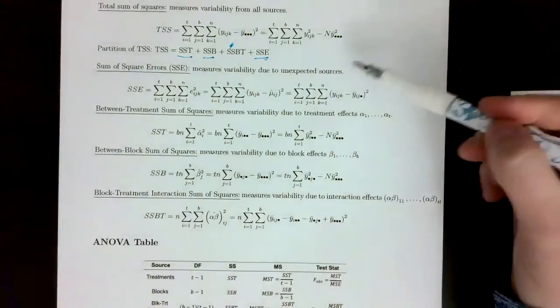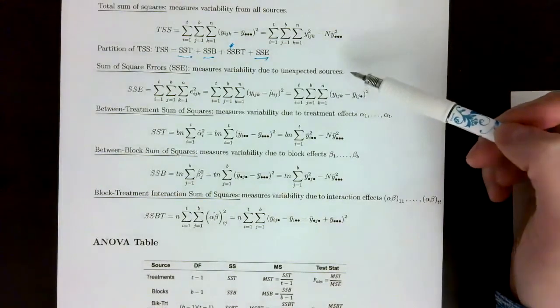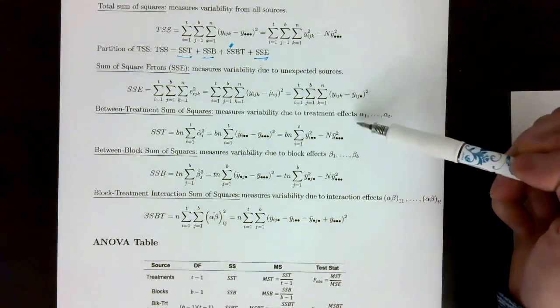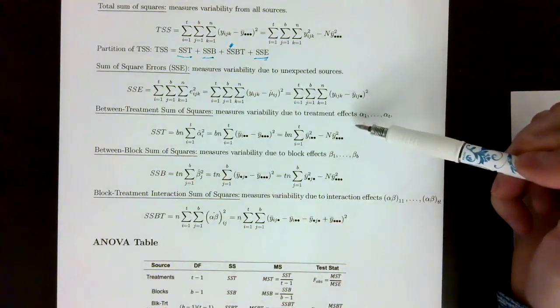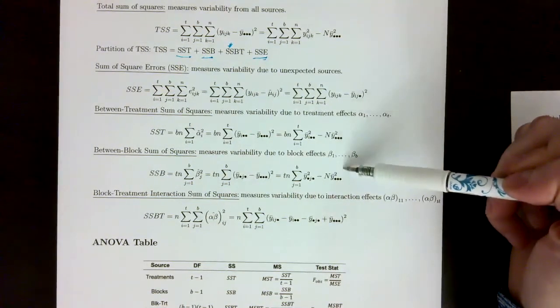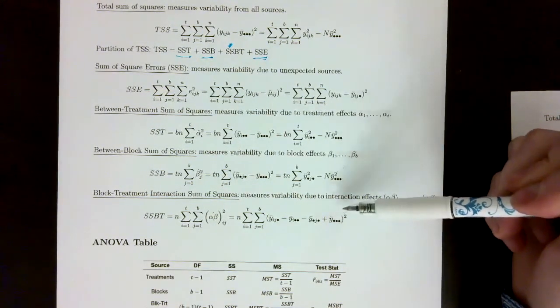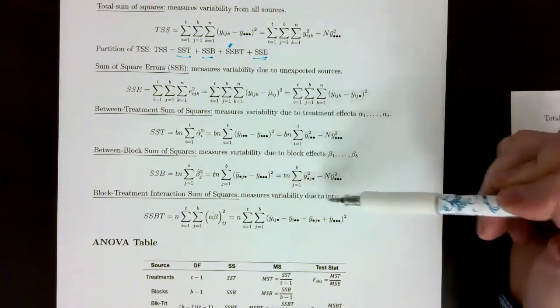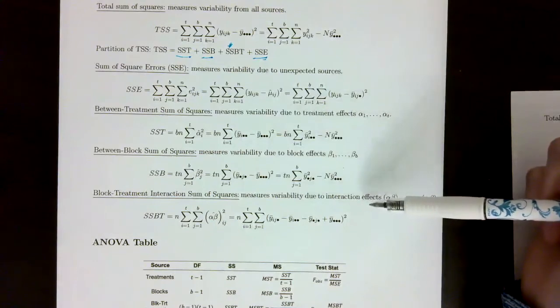Our sums of squares error still measures the variability due to the unexpected source. Our sums of squares treatment is still telling us about the variability due to the treatment effect. Our block is still telling us the variability due to the block. And now our block treatment interaction is going to measure the variability due to the interaction effect.